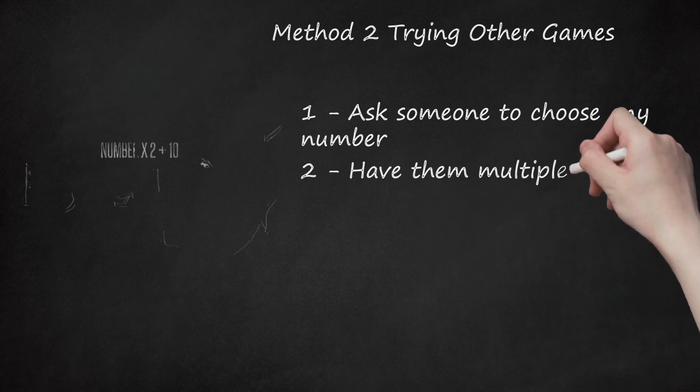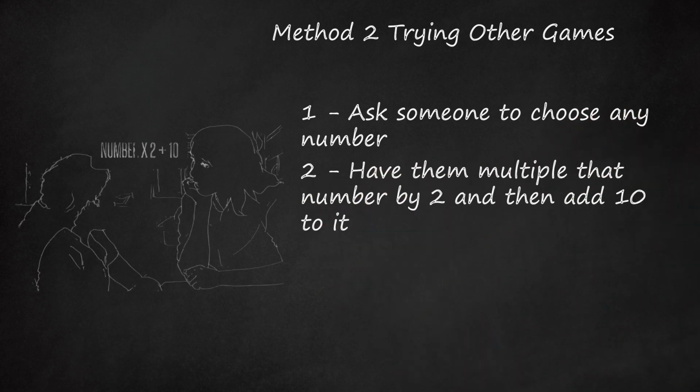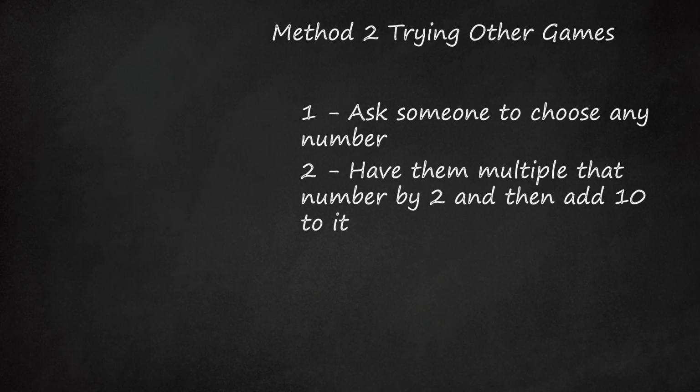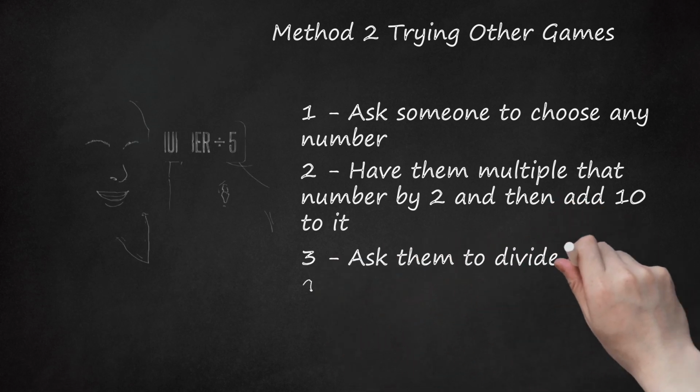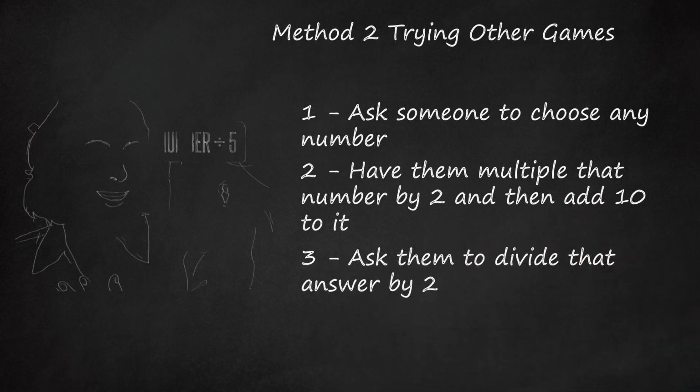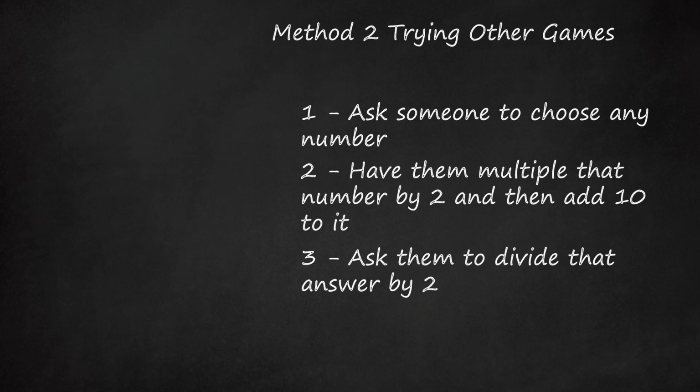2. Have them multiply that number by 2 and then add 10 to it. Example 1, 8 times 2 is equal to 16, plus 10 is equal to 26. Example 2, 43 times 2 is equal to 86, plus 10 is equal to 96. 3. Ask them to divide that answer by 2. Example 1, 26 divided by 2 is equal to 13. Example 2, 96 divided by 2 is equal to 48.